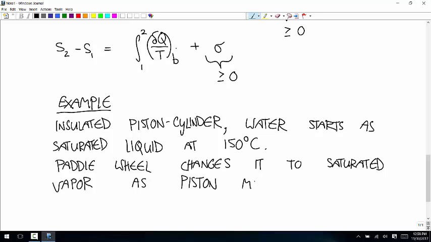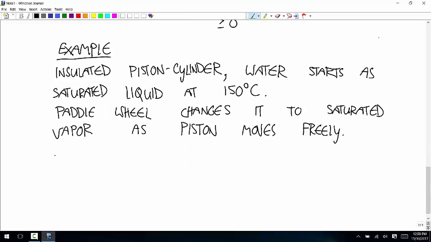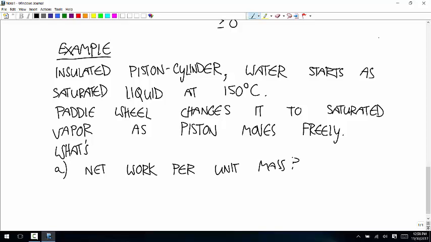As the piston moves freely, we want to calculate first what's the net work per unit mass, and second, what's the entropy production per unit mass.